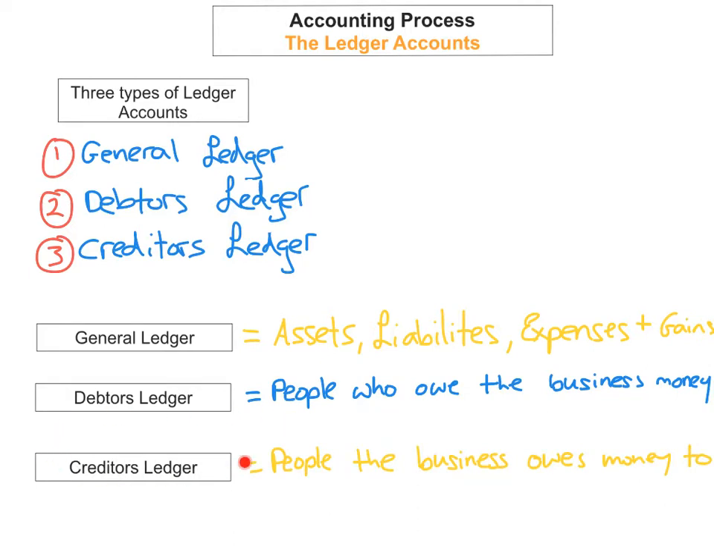Finally, the last one is the creditors ledger. In the creditors ledger are the people that the business owes money to. So we put all the people that we as a business owe money to, and the amount, into the creditors ledger.